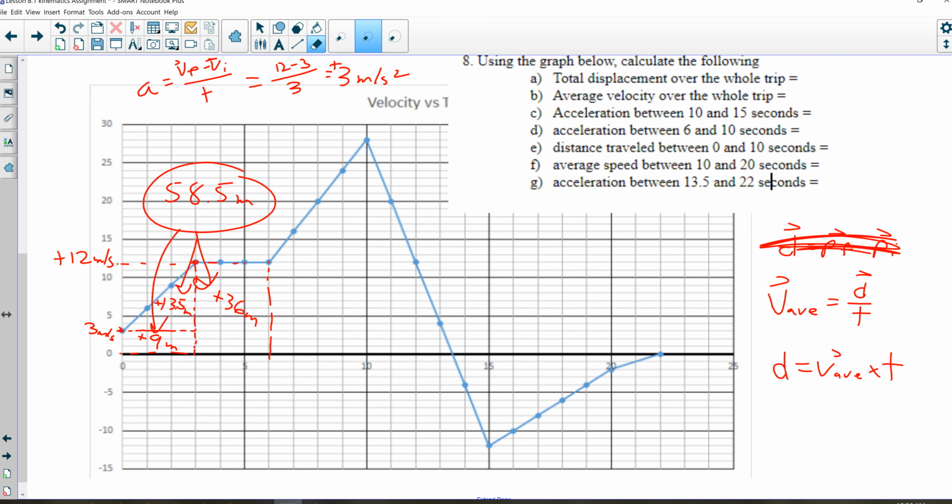Another thing that this graph might ask for, it's a weird one, we haven't done it yet. But let's say after I did all of this, the question was, what's the average velocity between 0 and 6 seconds?